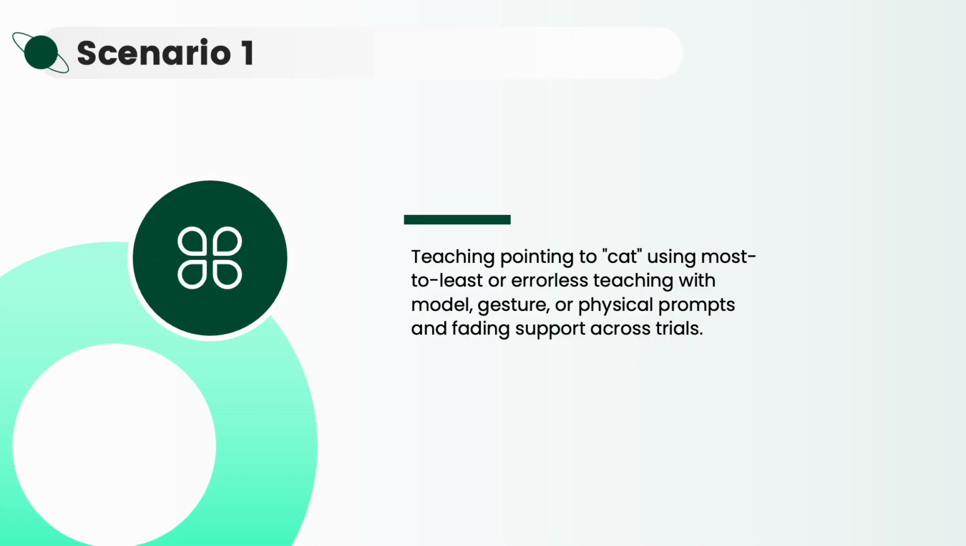A very common mistake is staying at the same prompt level for too long. If you keep modeling every time, you're creating prompt dependence. What I would say during supervision is you're getting great responding, but we need to start fading that prompt so they don't rely on it.